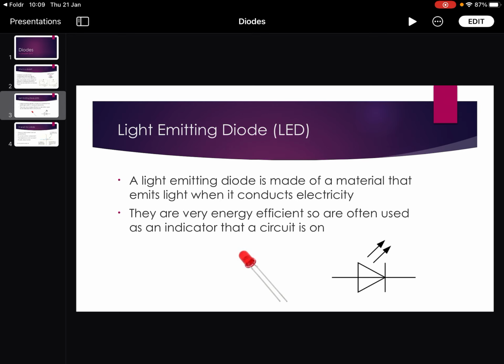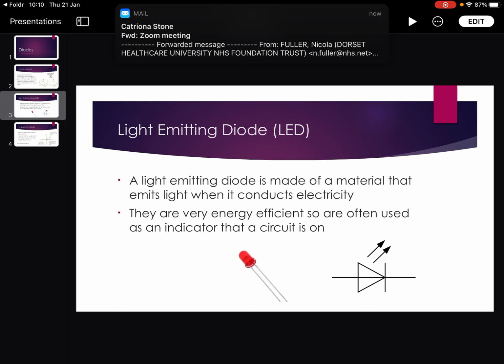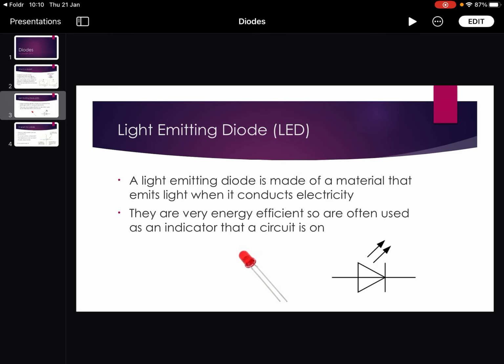So let's go on to that LED. LED stands for light emitting diode, and it's made of material that emits light when it conducts electricity. They are very energy efficient, so are often used as an indicator that a circuit is on. So think about those standby lights on your TV or whatever. There tend to be LEDs, and you'll know that most Christmas lights now, the new ones, are LEDs as well.